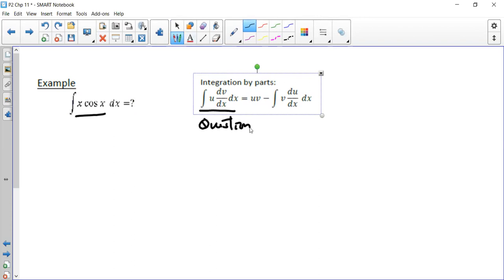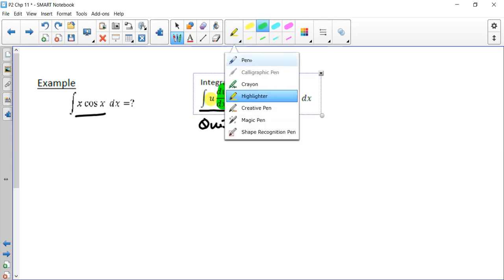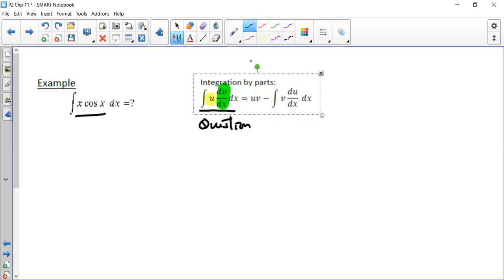We need to know, if you look at the left-hand side of the function, how the formula works. u is one term, one function, and then dv by dx is another. The question is, which one do you let be u, and which one is dv by dx? We can use the Eilert rule.